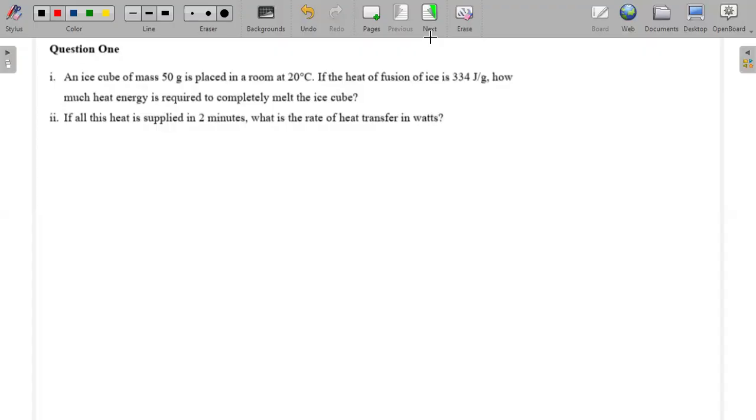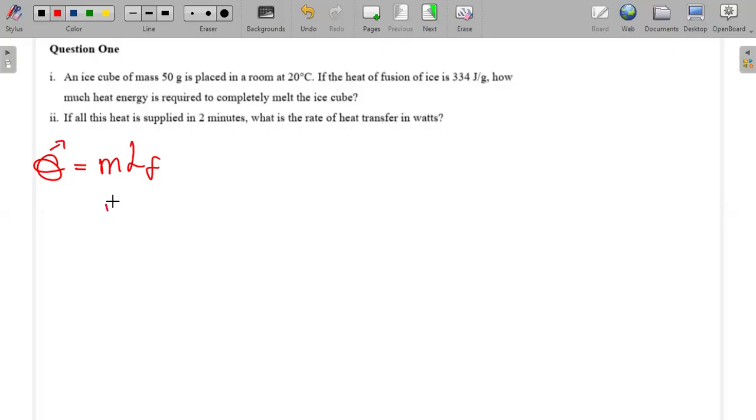So that heat that is absorbed by the ice, the Q, depends on the mass of the ice that you've been given, but also the latent heat of fusion. Now, in this particular question, they're asking how much heat energy is required to completely melt the ice cube, which means we're trying to calculate the heat, Q, that is being absorbed. So now that I've already jotted down the formula here, we're just going to note down what we've been given in this particular question.